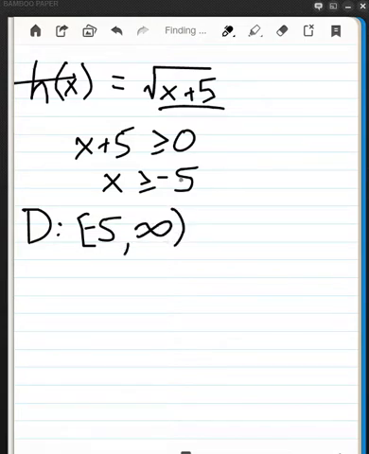You can do a quick check. Take a number outside of the domain like negative 6 and plug it in. Negative 6 plus 5 is negative 1, and you can't take the square root of a negative 1 and get a real number. It would be an imaginary solution. So this seems to work. And any number bigger than negative 5, like say 2. 2 plus 5 is 7. Square root of 7 is, well, the square root of 7. It's an irrational number, but it's a real solution. So this seems to work.